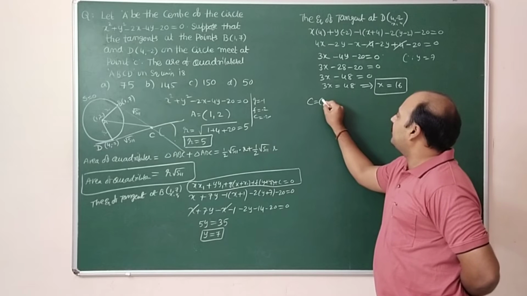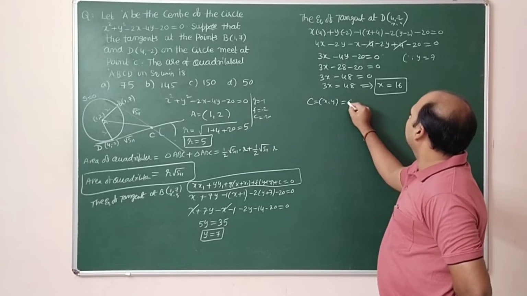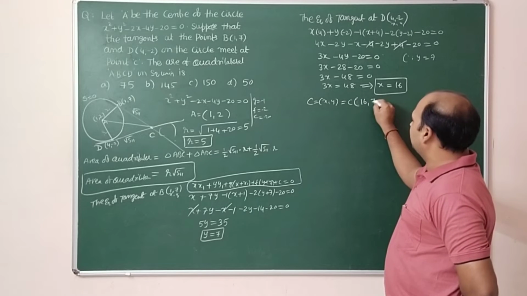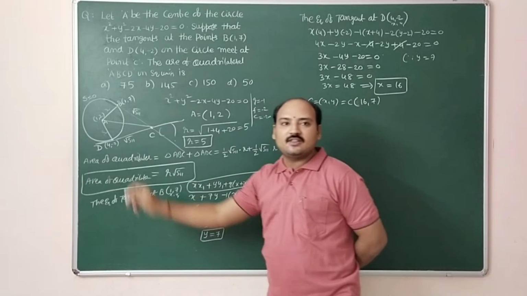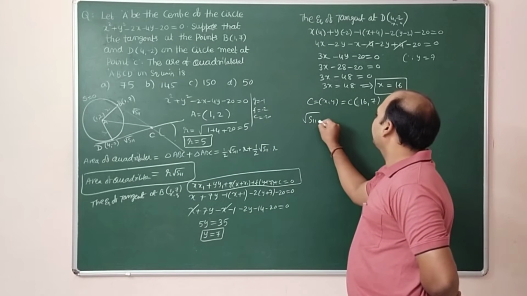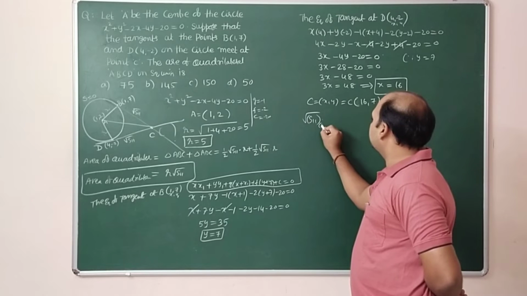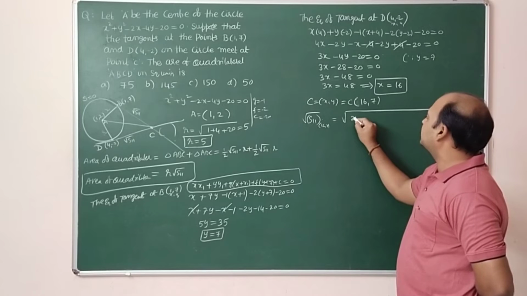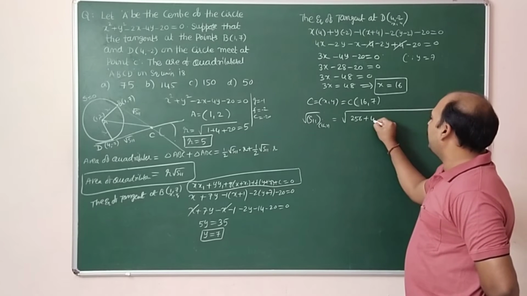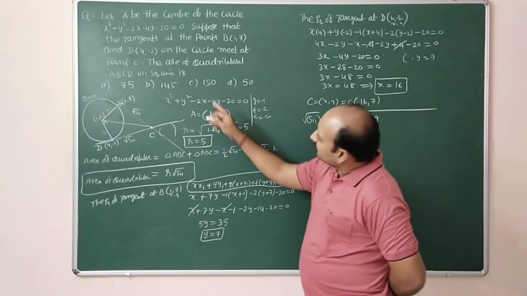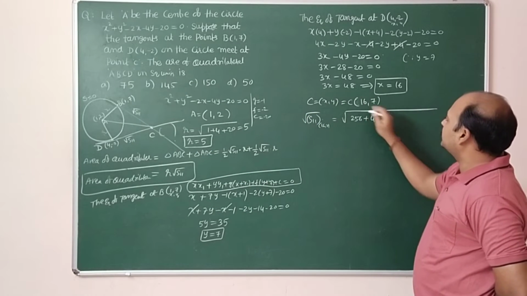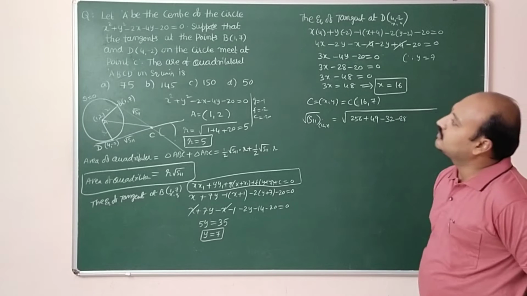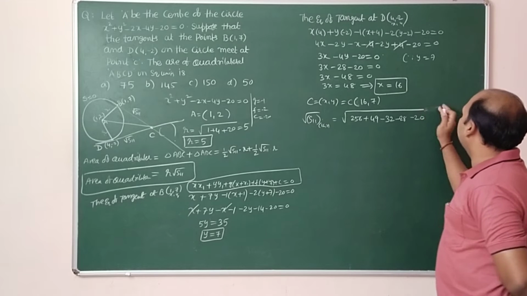So therefore the point C of x comma y is C of 16 comma 7. At this point, you can calculate the length of the tangent, root over S11, at the point 16 comma 7. So root of x squared, 16 squared is 256, plus y squared, 7 squared is 49. Next minus 2x, minus 2 into 16, that means 32, minus 4y, 4 into 7 is 28, minus 20. So we will simplify this.